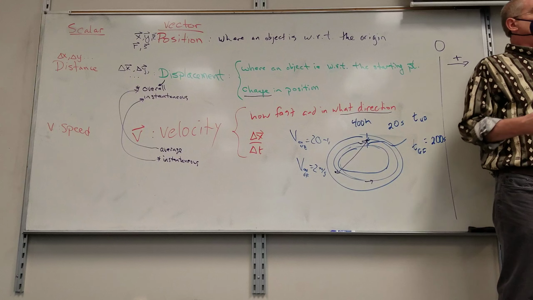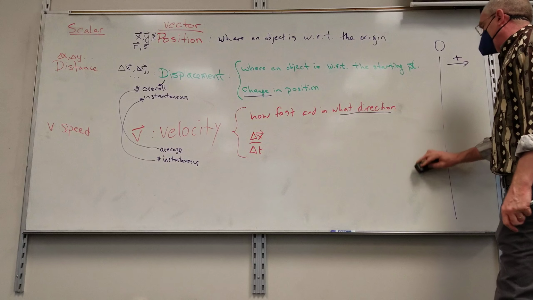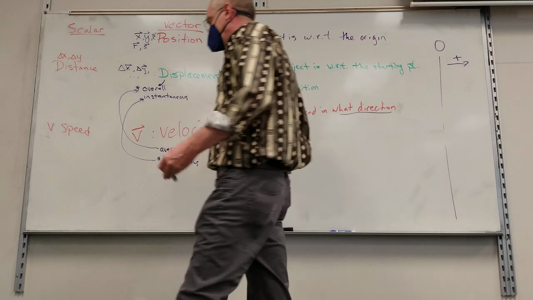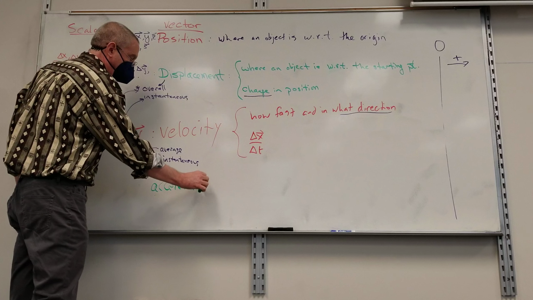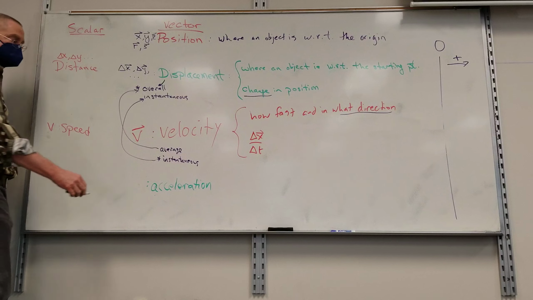All right, so velocity depends on which way I'm moving. And now we get to the hard part. This is the one that messes most people up. The next vector term, acceleration. Cleverly, they decided to make the symbol an A, but the vector symbol would be.